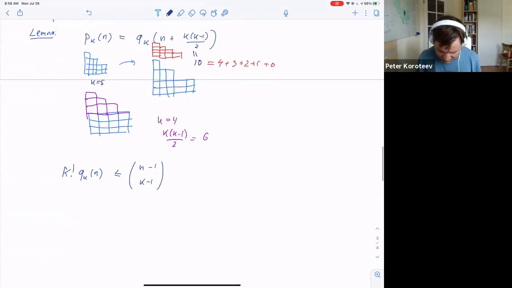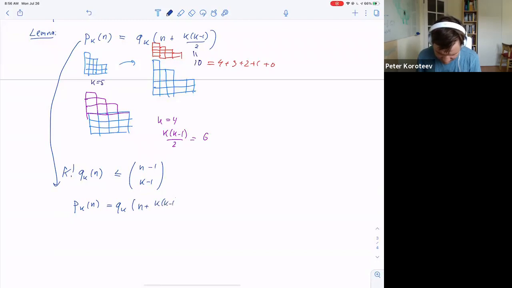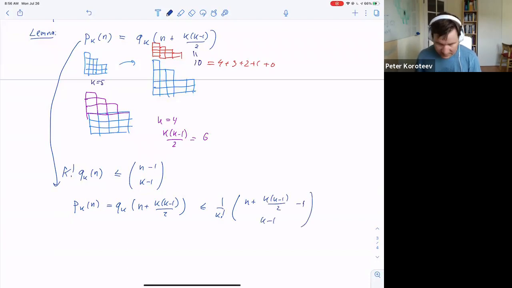or because of this formula here, because of this lemma, right? We can say that p_k of n is equal to q_k of n plus (k minus 1) over 2, right? It's less or equal than 1 over k factorial, and then here it will be n plus (k minus 1) over 2 minus 1 choose k minus 1. Okay, so this is now a bound, right?